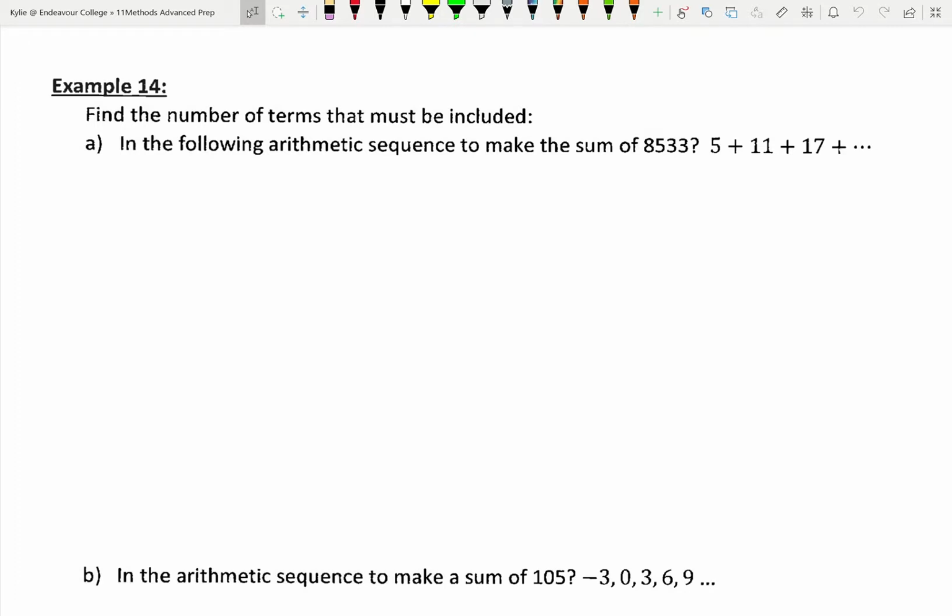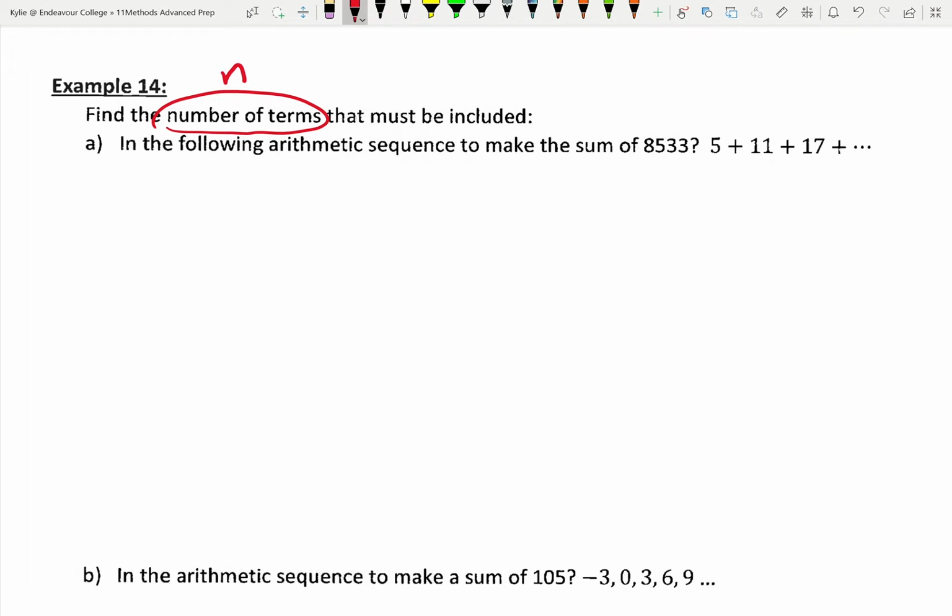Hi everyone. In this next example 14, we're finding something that we haven't found before, and that is the number of terms. Just a reminder that anytime we have a function, which is an equation with multiple variables in it, as long as we know all but one of those variables, we can calculate the remaining one. So as long as we have enough information, we can work out what n is.